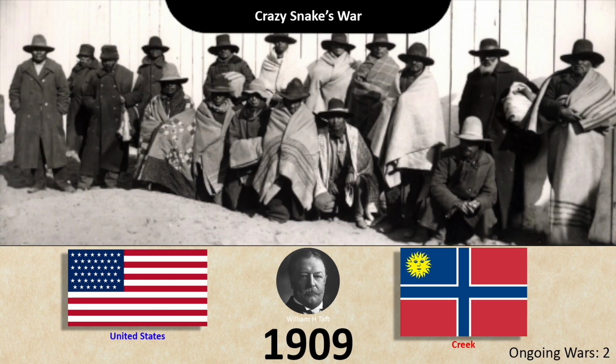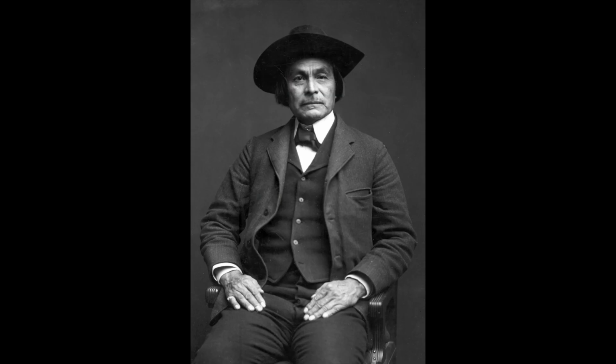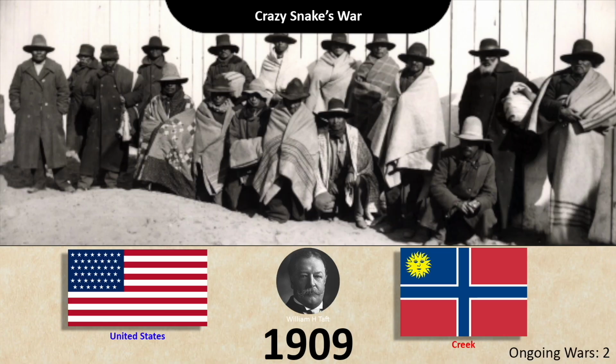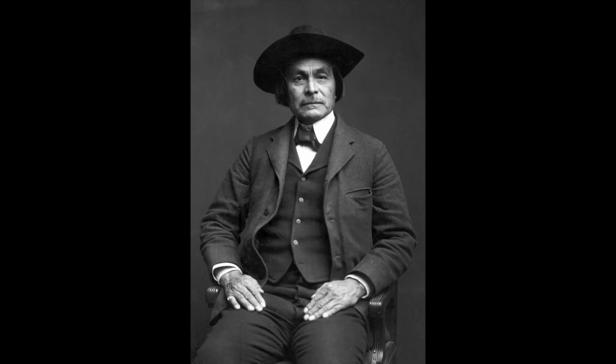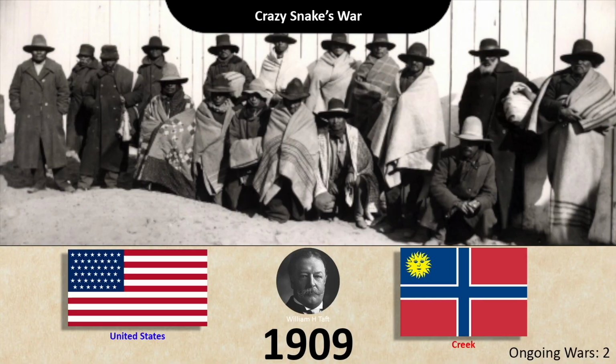7 years later, in 1909, we'd get Crazy Snake's War. Crazy Snake was a Creek Native American named Chito Harjo. And basically, by this time, these Creek people had formed their own government. They had their own Creek constitution by the time, and even had their own police. Now, Chito Harjo, or Crazy Snake, would be elected principal chief of the Creek Nation. However, this Creek Nation didn't exist in the view of the American government, as the legality of it was nil.